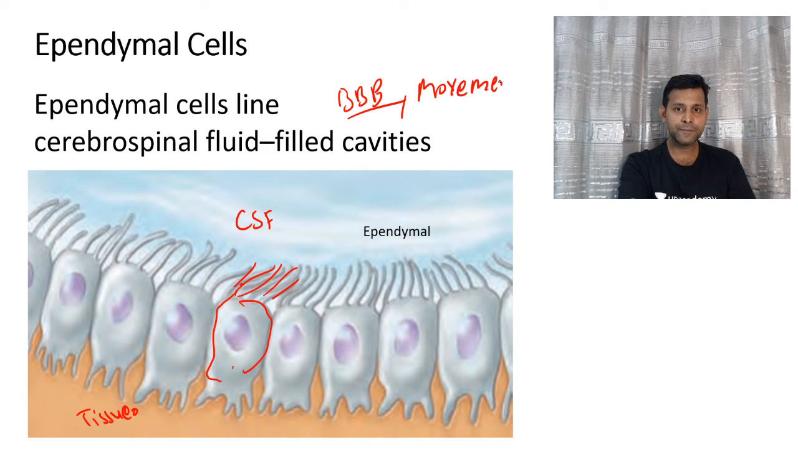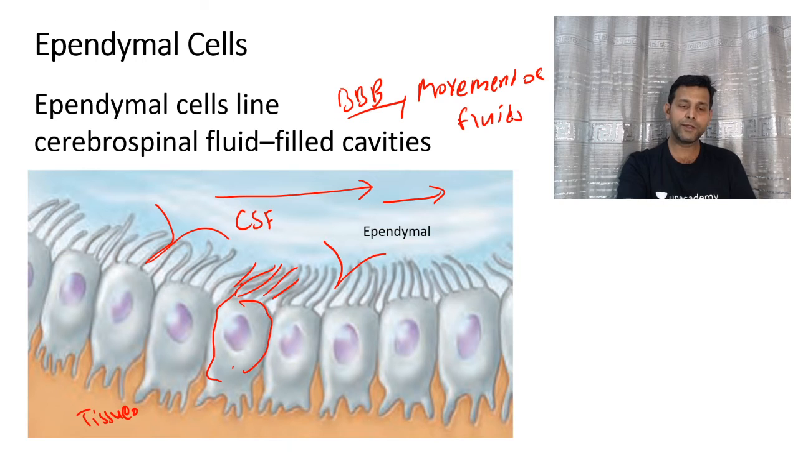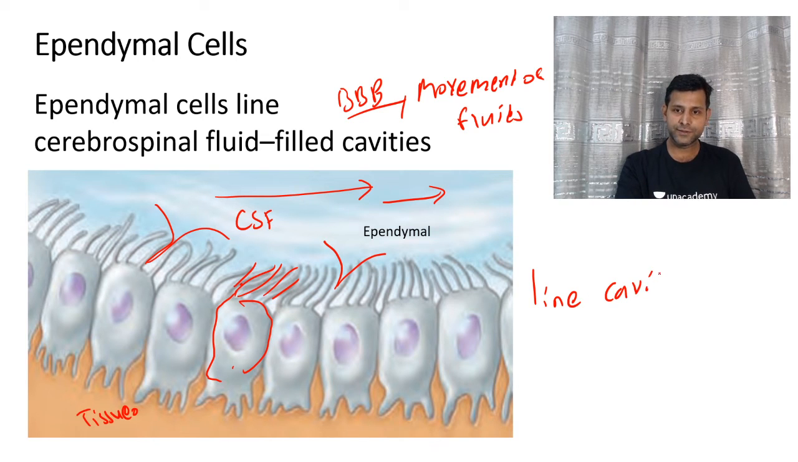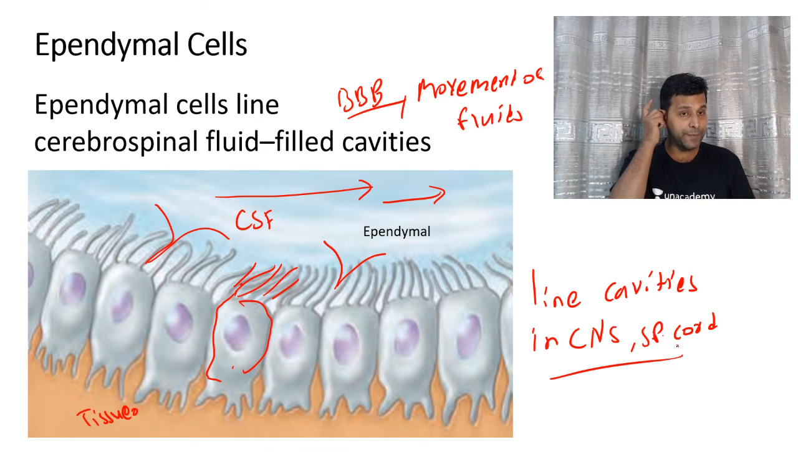In the movement, the beating of the cilia to and fro allows the fluid to move further. In this way they keep the fluid circulating around all the cavities. The point is they line all the cavities in the CNS and spinal cord. Remember, all the cavities in the CNS and spinal cord are lined by ependymal cells.